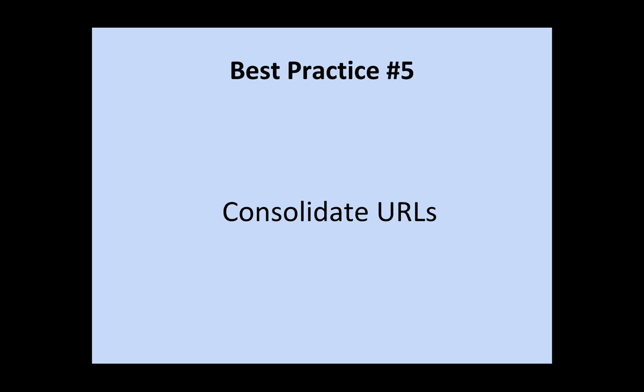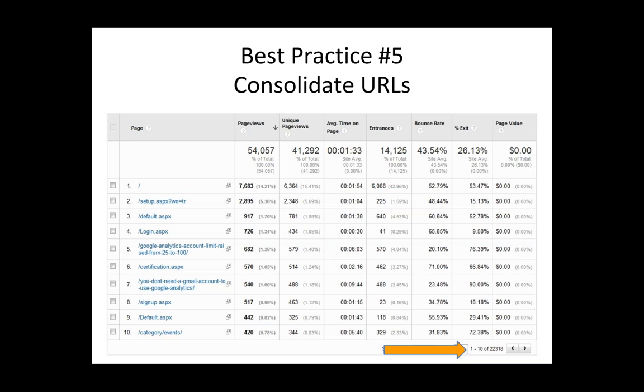Okay, moving on to best practice number 5, which actually relates to the previous best practice, which is the housekeeping best practice. Consolidate URLs. Now, this is a problem that I see in Google Analytics implementations that are otherwise done correctly, your URL consolidation. If you go into your pages report in Google Analytics, and this is something that you can do now, or you can do right after the webinar.